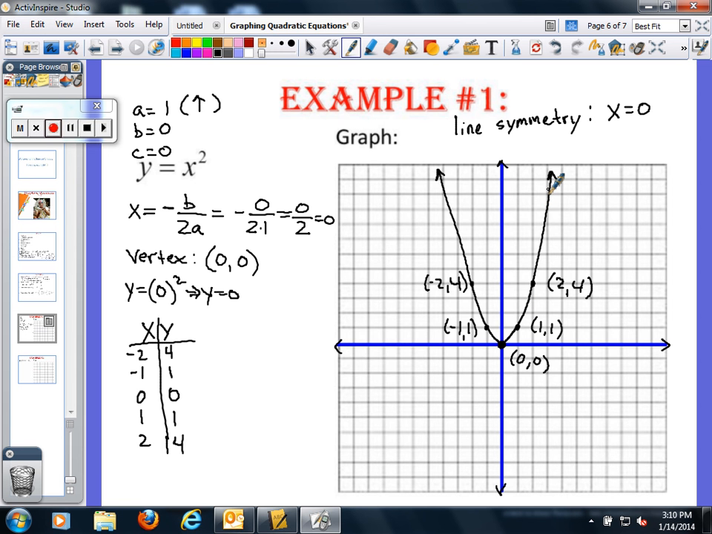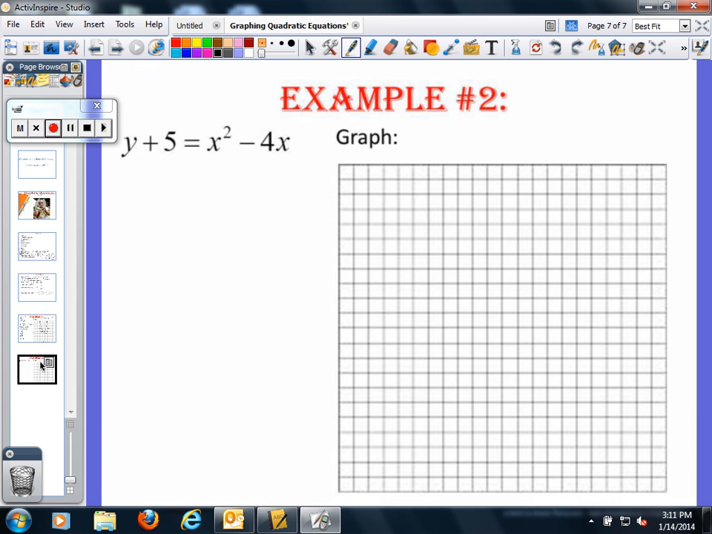So let's go ahead and look at number 2. First thing we want to do here is convert this to standard form. So I'm going to subtract 5 from both sides. I get y equals x squared minus 4x minus 5. Let's find our values. A is 1, B is -4, C is -5.